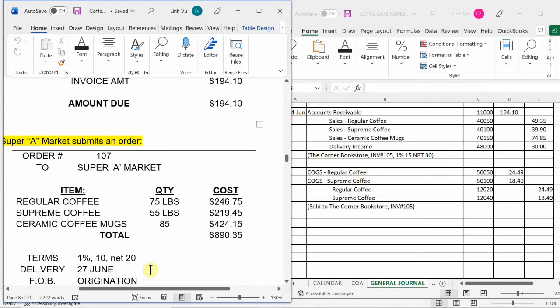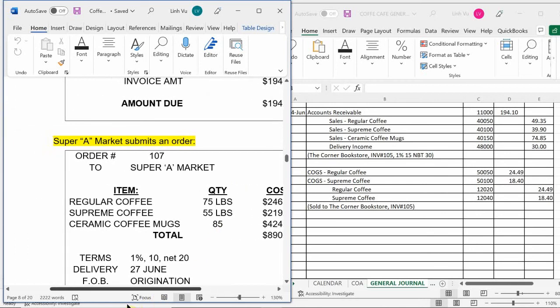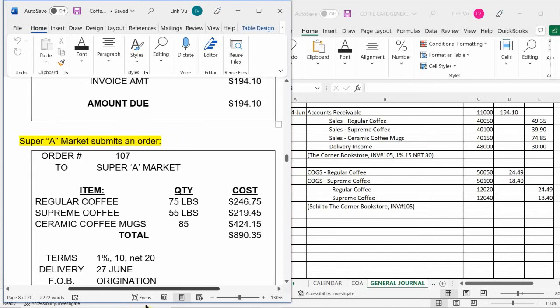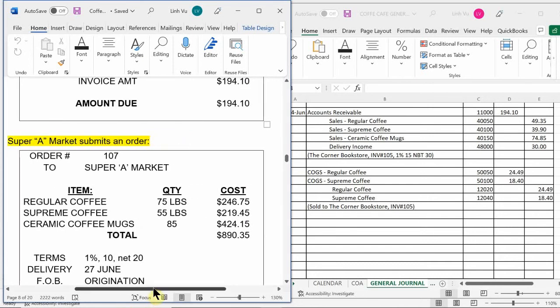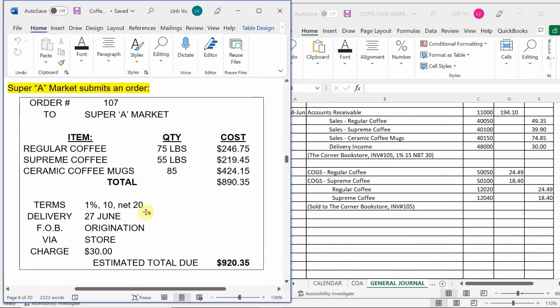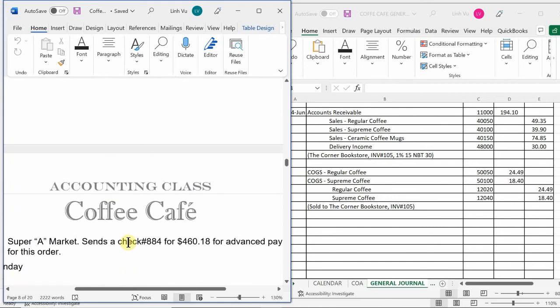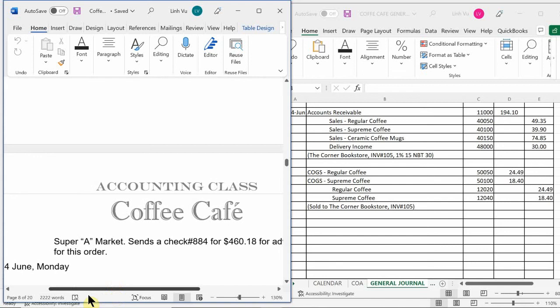So then let's see what happened here. Super A submits an order. Okay, so an order 107, right? They wanted 75 pounds of regular coffee, 55 pounds of Supreme coffee, and 85 ceramic coffee mugs, for a total of this much. Okay, now here's what's different. So here's the estimated $920.35.